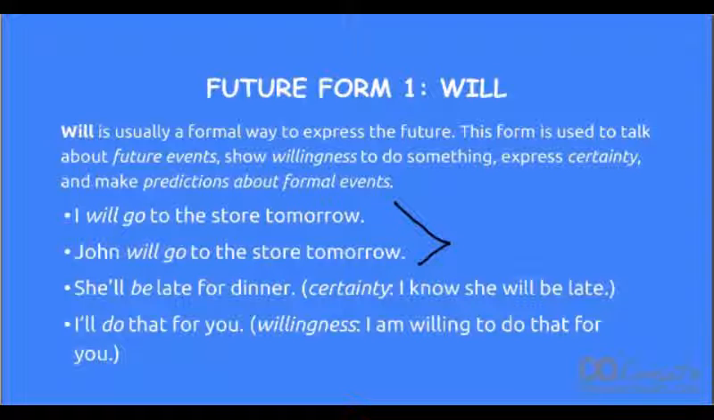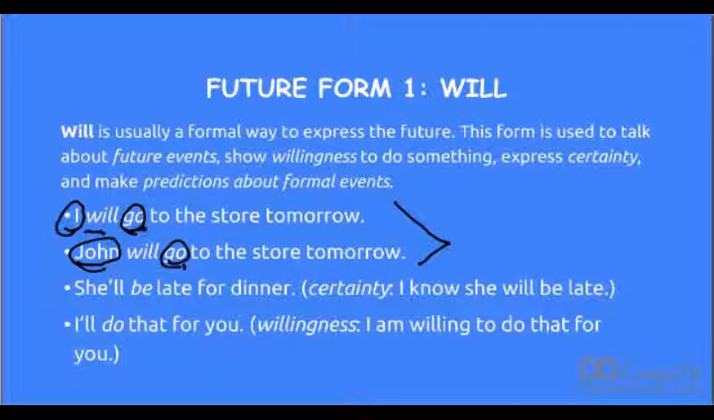So these two examples talk about future events. We use will before the main verb in the sentences, and we do not change the form of the main verbs. Even when the subject changes, in this case I or John, the form of the main verb does not change.